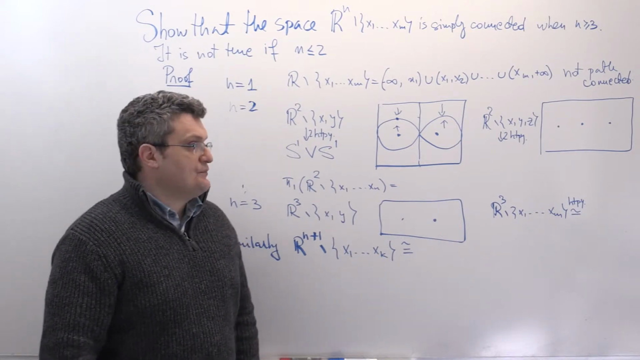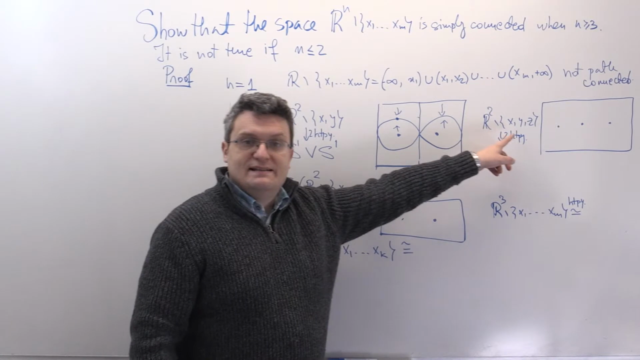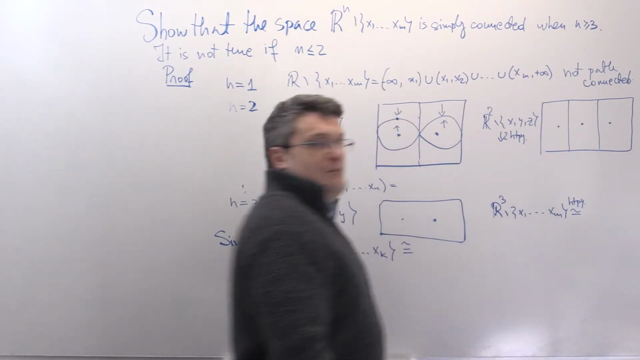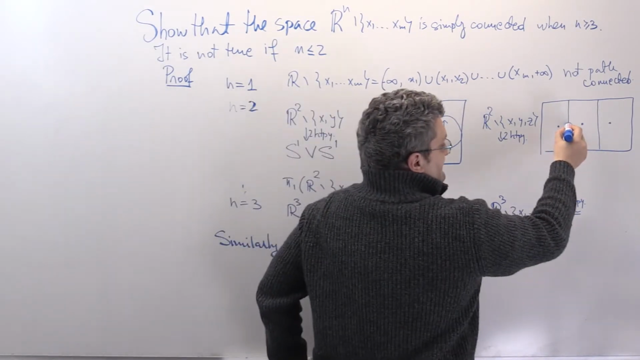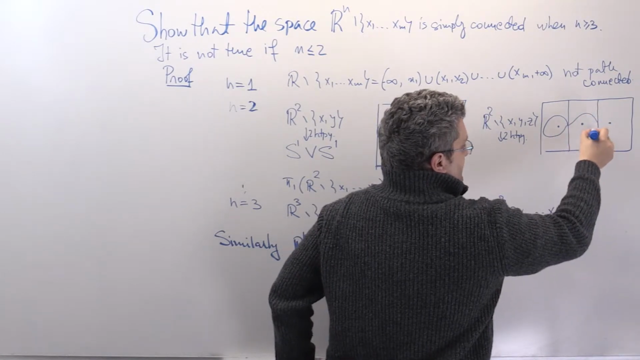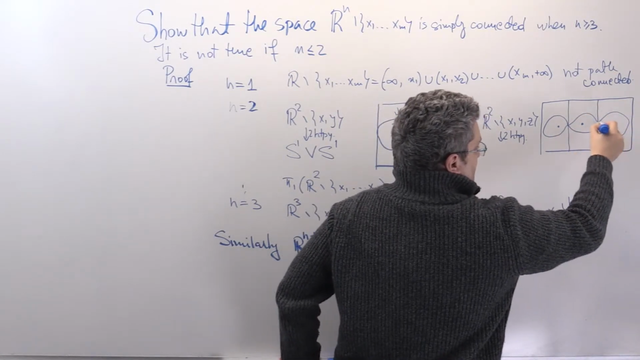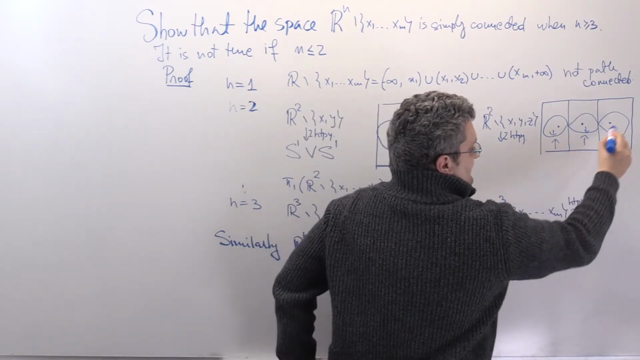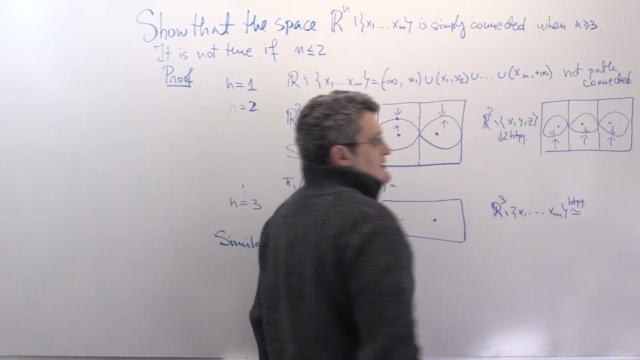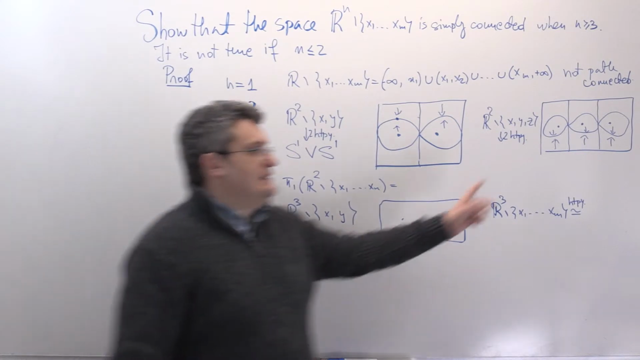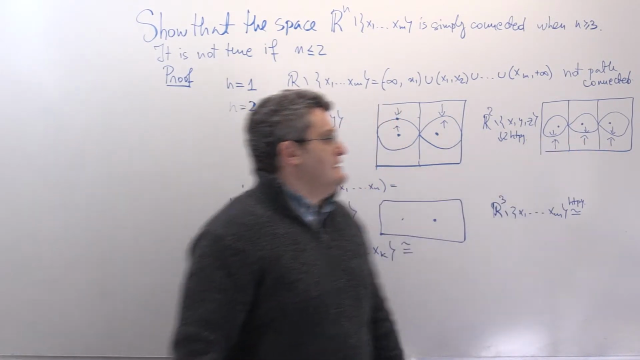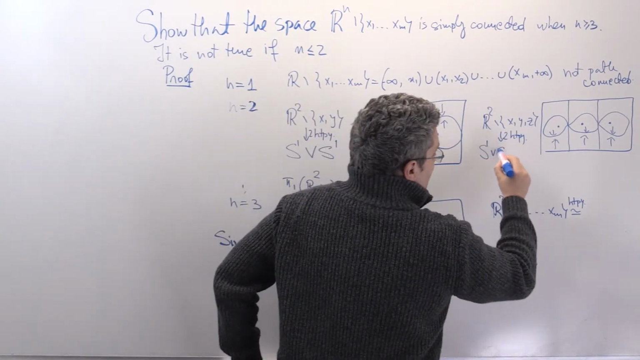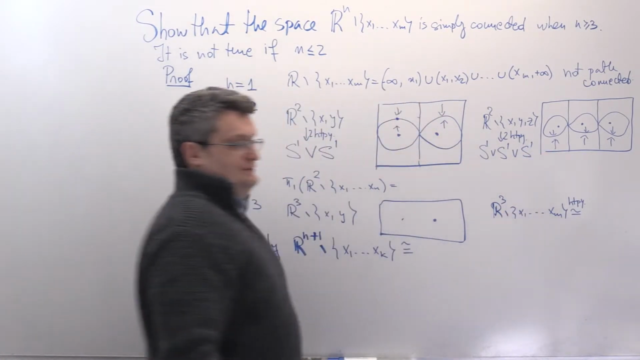We can do the same for R2 minus 3 points. We can divide the space in 3 parts, and we can project on circles that are around these points. So we project all the points on the circles, the interior points on the circle, the exterior points on the circle, given by the division that we get. So in the end, we will get that R2 minus 3 points is homotopy equivalent to a wedge of 3 circles.